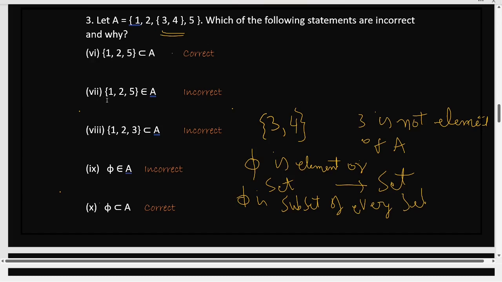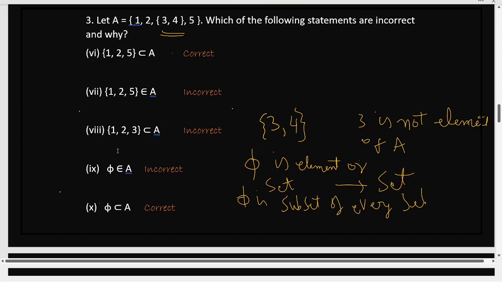Okay. Next is {1, 2, 5}. Does it belong to A? Remember, does this set as a whole belong to A? No, these elements belong to A. This set is not an element of A. So this is incorrect. Understand that subtle difference: belongs to means the element. Is it present as an element? No. Here subset means all these elements are present in this A. Yes. So this is why it is correct.